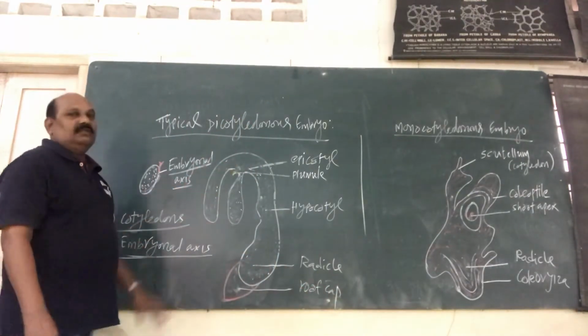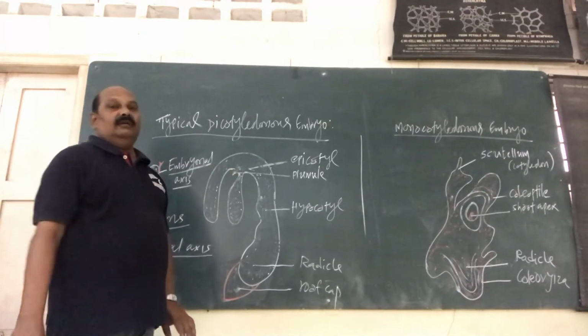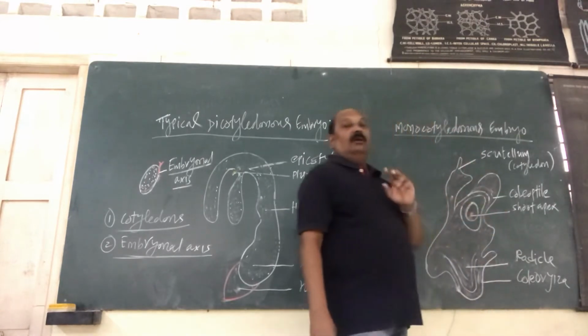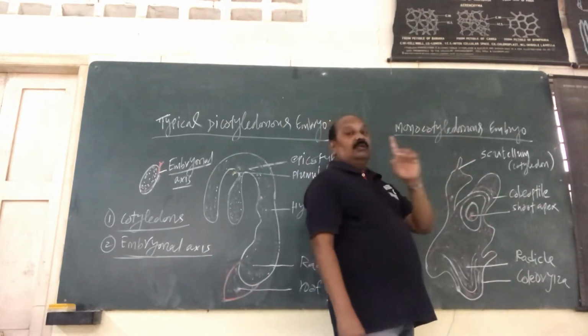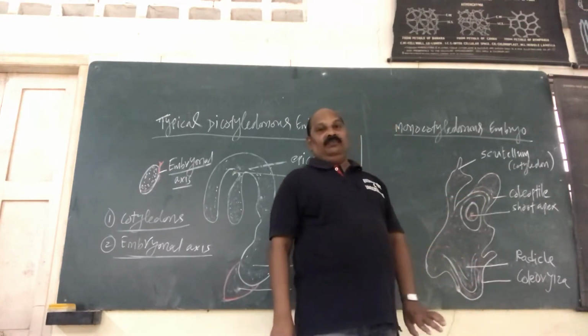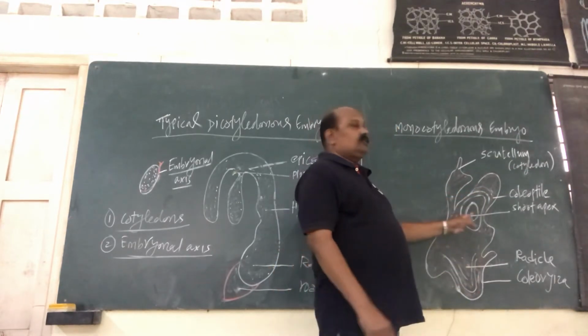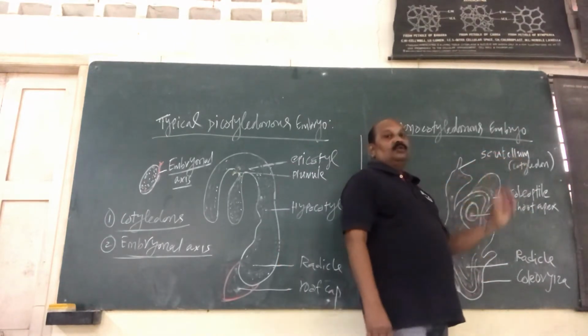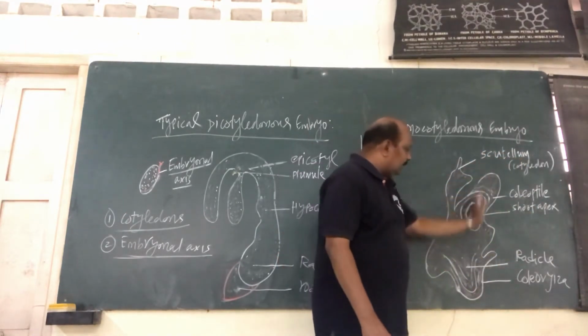So these are the major structures in the dicotyledonous embryo. Now switch over to the monocotyledonous embryo. See the name monocotyledonous. That means only one cotyledon on the lateral side of the axis of the embryo. Especially in the case of the grass family, the cotyledon is specially named the scutellum. Scutellum. Yes.